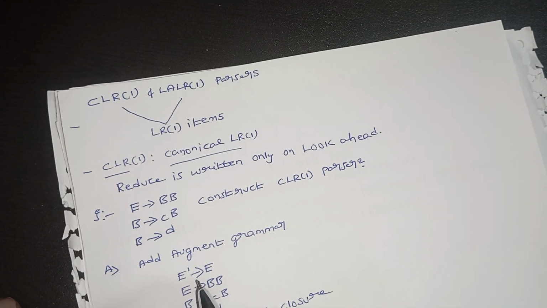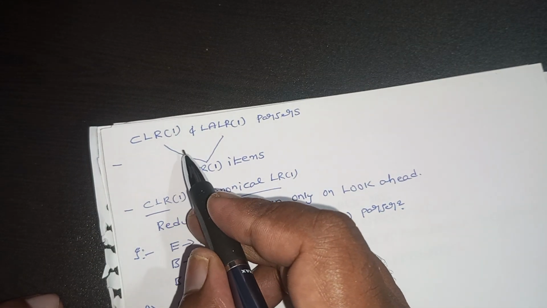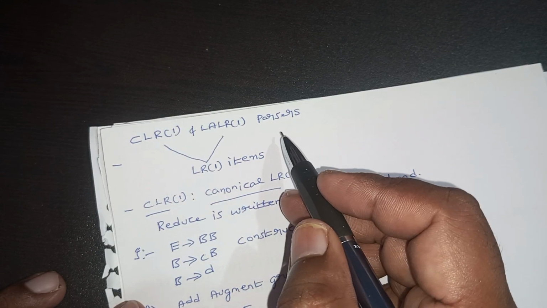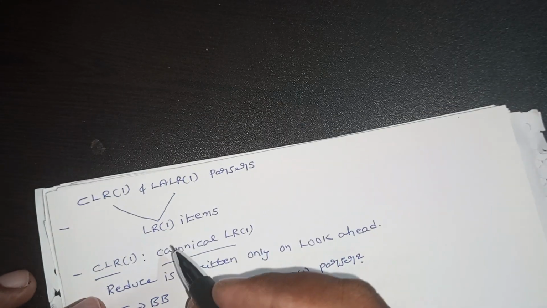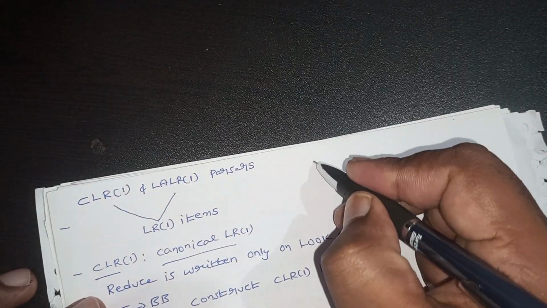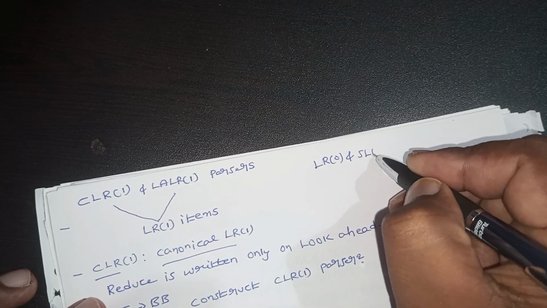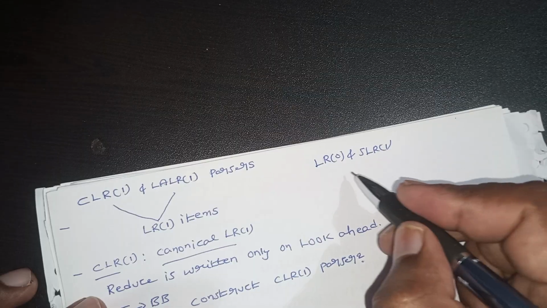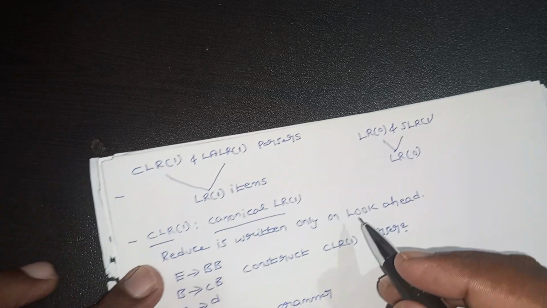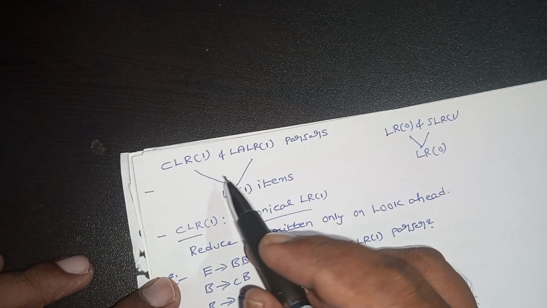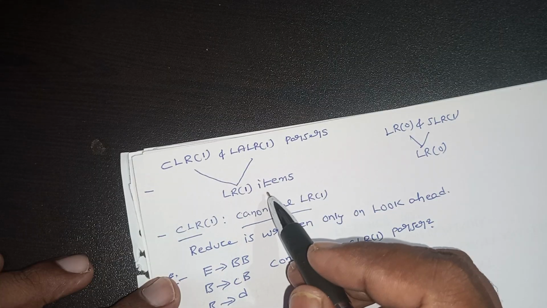Now coming to the next type of parsers, that is CLR(1) and then LALR(1) parsers. The LR(0) and SLR(1) parsers depend on the LR(0) items. Now coming to CLR(1) and LALR(1) parsers, they depend upon the LR(1) items.